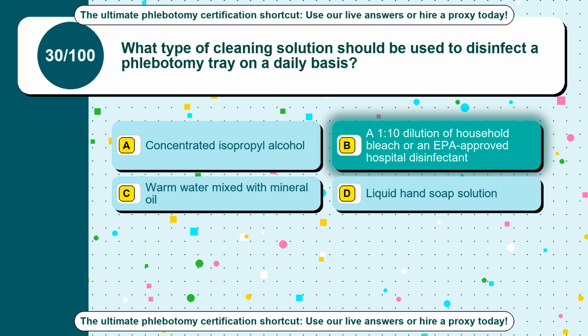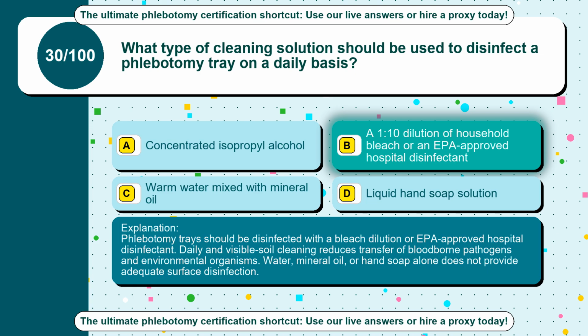A 1:10 dilution of household bleach or an EPA-approved hospital disinfectant. Phlebotomy trays should be disinfected with a bleach dilution or EPA-approved hospital disinfectant. Daily and visible soil cleaning reduces transfer of bloodborne pathogens and environmental organisms. Water, mineral oil, or hand soap alone does not provide adequate surface disinfection.